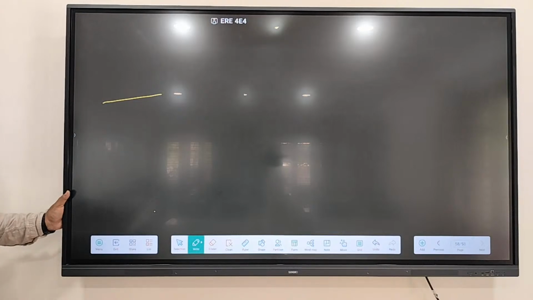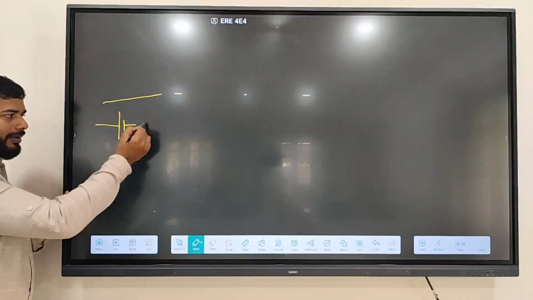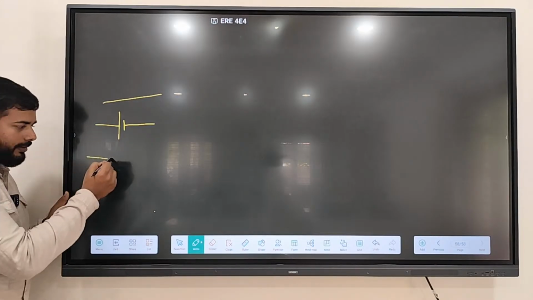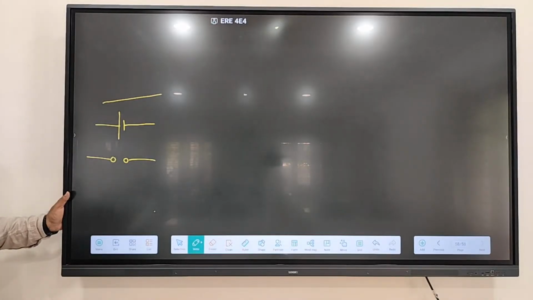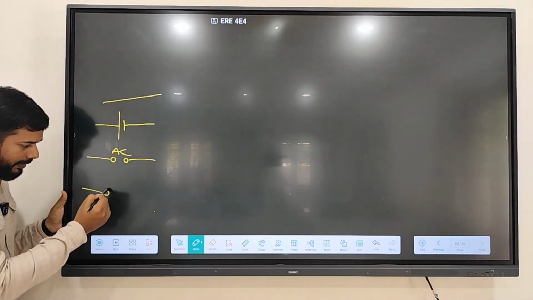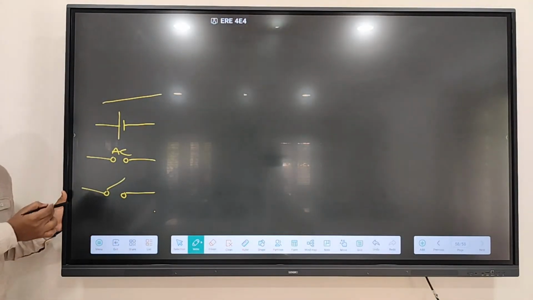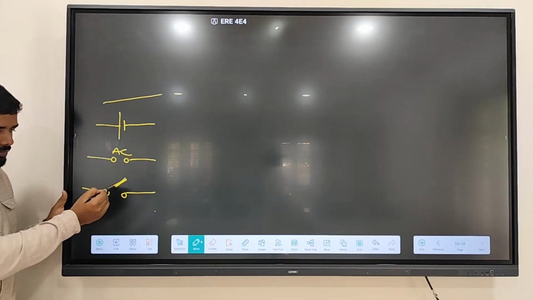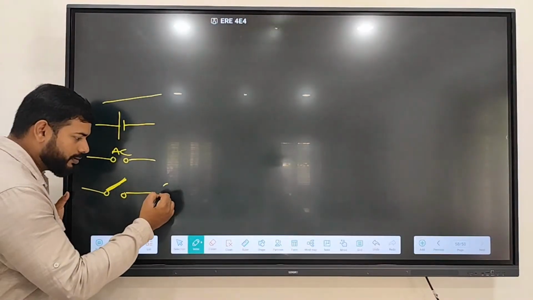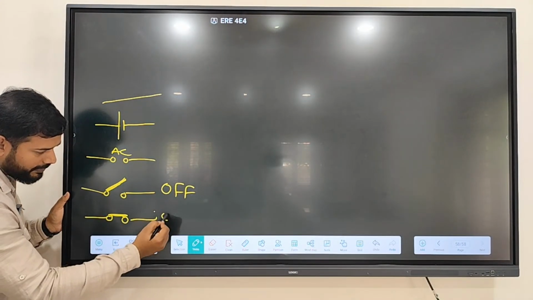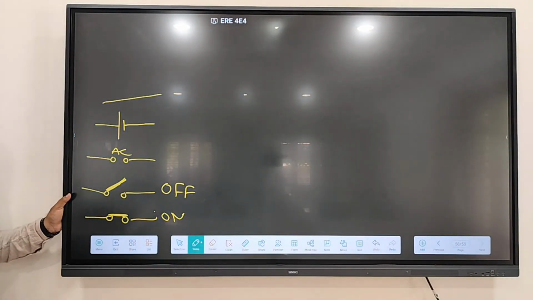But here at our home, see, before that, a straight line indicates wire. In an electrical circuit, a straight line indicates wire. A bigger line and a small line indicate a battery. These two indicate AC power supply, alternating current power supply. This symbol indicates a switch. This lever is open, right? The switch is in the off condition. If it is above this, the switch is in the on condition.